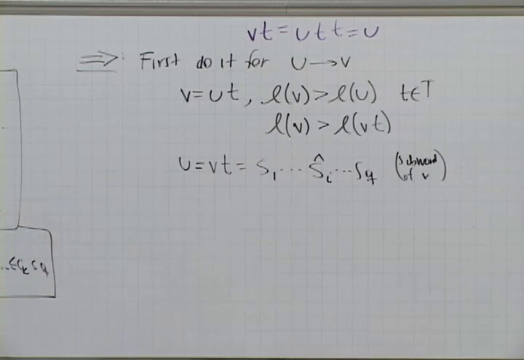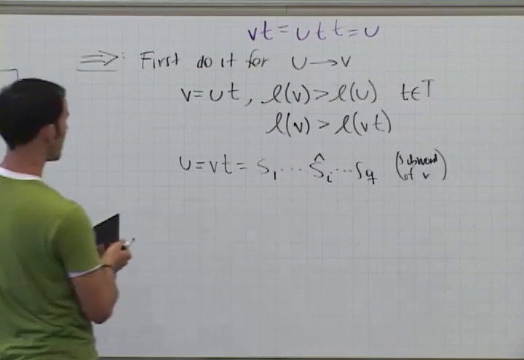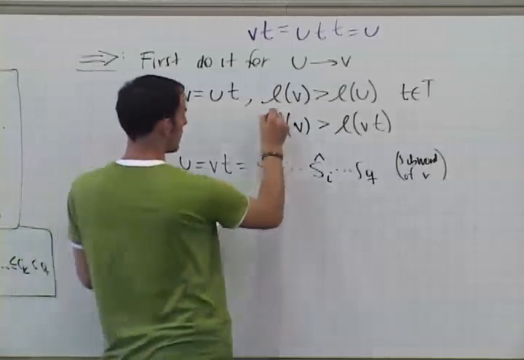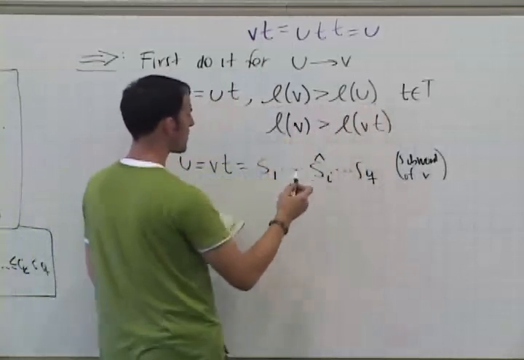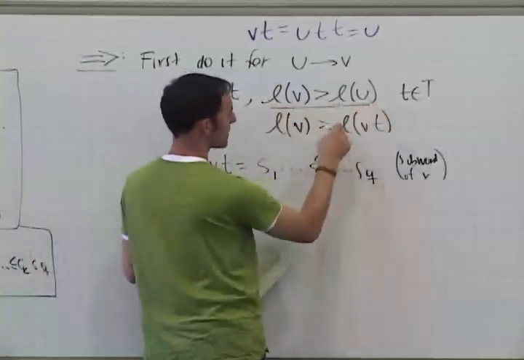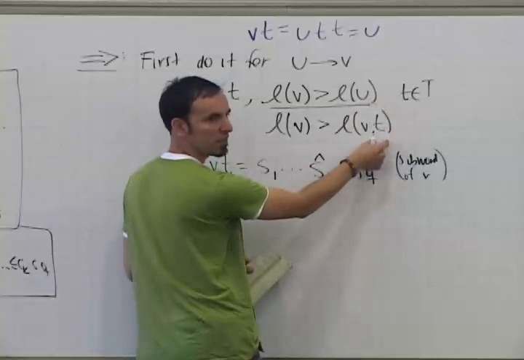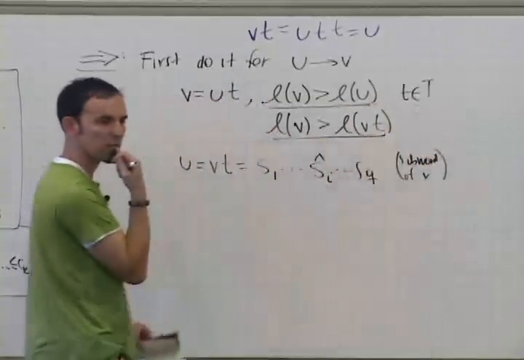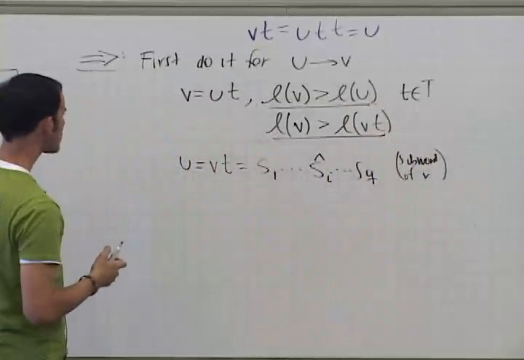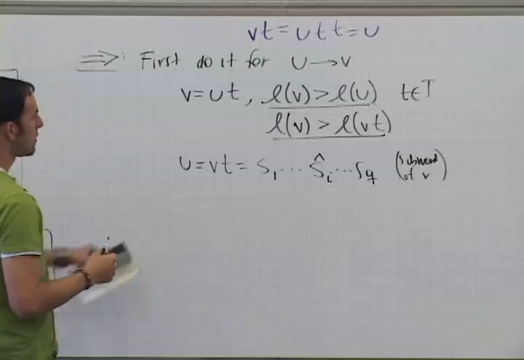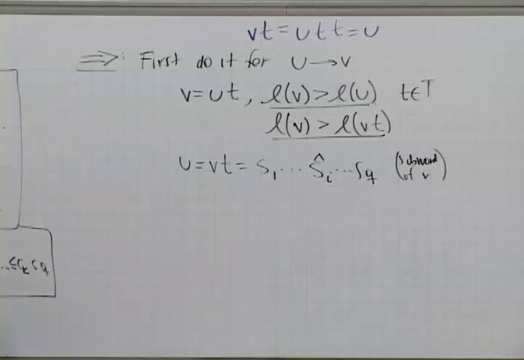So the question is where we use that U is shorter than V, and we used it here, except that we took U and wrote it as VT. And we wrote the same condition in a way that we can use the exchange property. Okay, so this proves it for when I have an arrow from U to V.